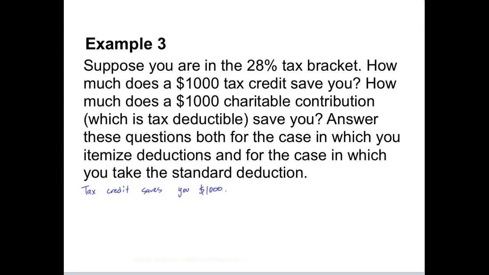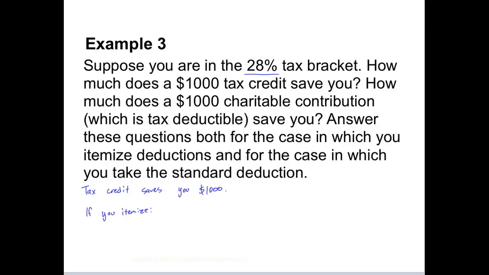So if you itemize, that $1,000 deduction gets taken off of your taxable income. All that means is that you're not going to be charged at whatever your tax rate is for that $1,000. That doesn't save you $1,000. All that saves you is whatever percentage of $1,000 that you are being taxed at.